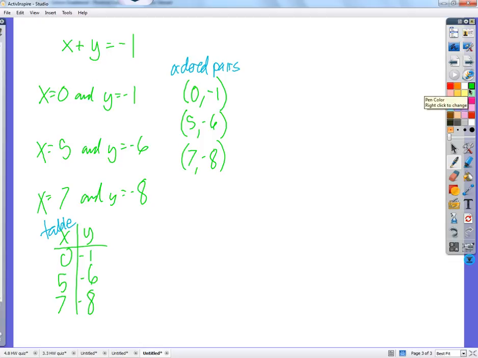We could go on listing these ordered pairs. This is probably like the smallest way we have so far. By smallest, I mean takes the least amount of ink, the least amount of space. Okay. So we could just keep listing these forever, but maybe there's a better way. Okay. And that better way is this coordinate plane system that I'm sure you've seen before.